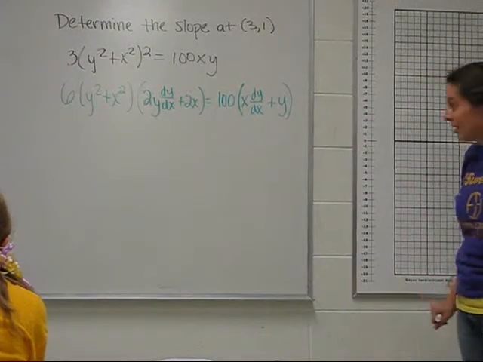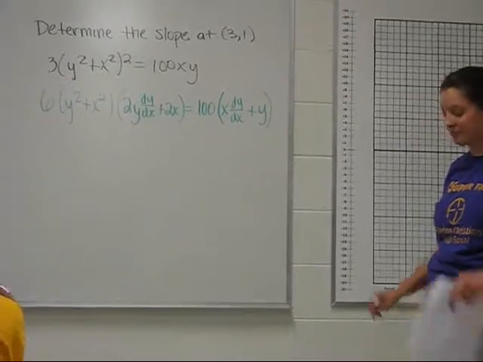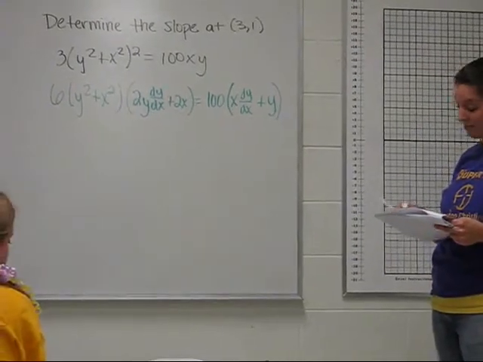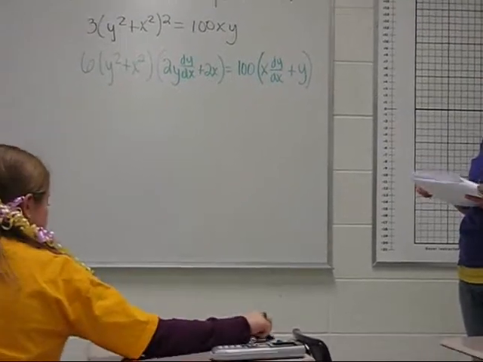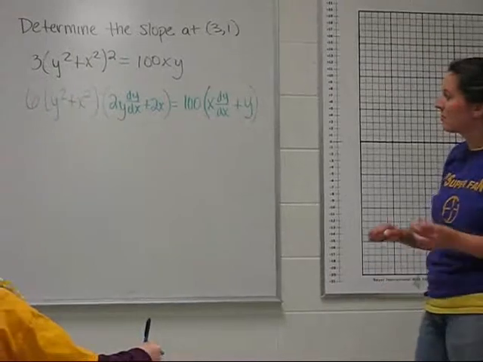I'm pretty sure you did. I just don't get why dy over dx is right by x. No, it's the first times the derivative of the second, which is y times the derivative. x times the derivative of the second, which is dy over dx.